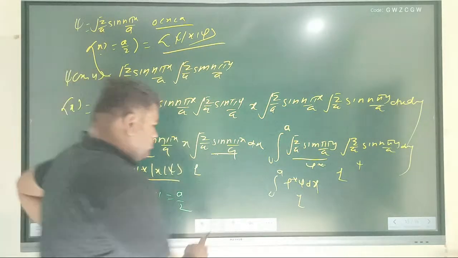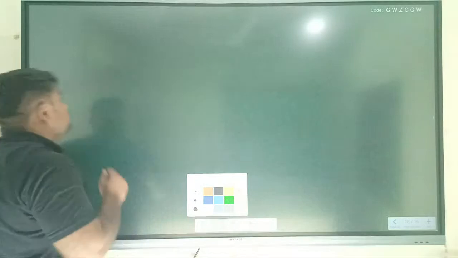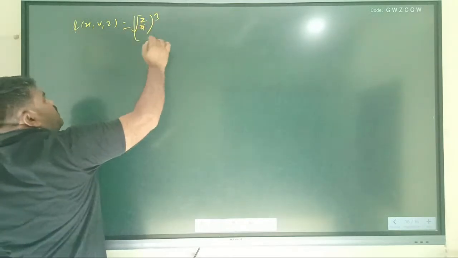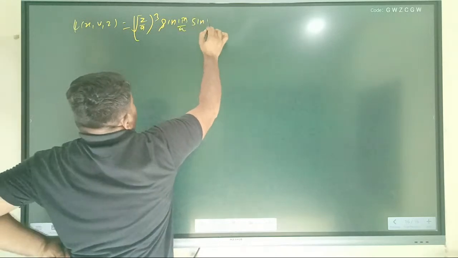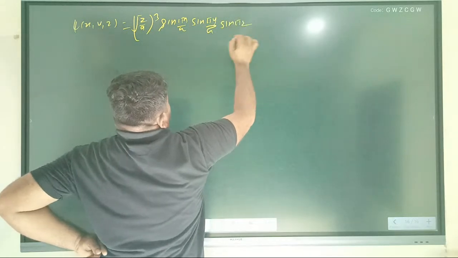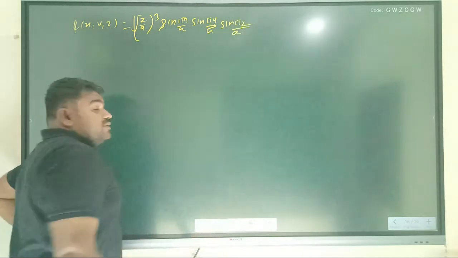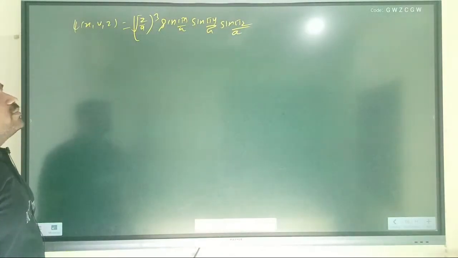Clear? Now the system is 3D. Suppose the system is 3D. System is 3D means psi of x comma y comma z is equal to root 2 upon a to the power 3 into sin πx upon a into sin πy upon a into sin πz upon a. Clear? This is the wave function of x comma y comma z.